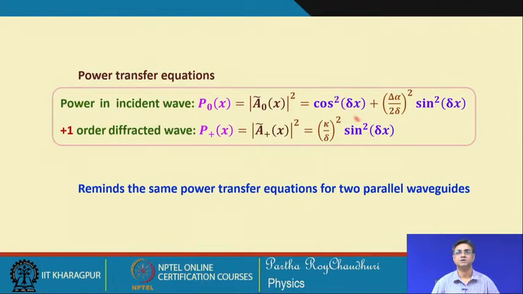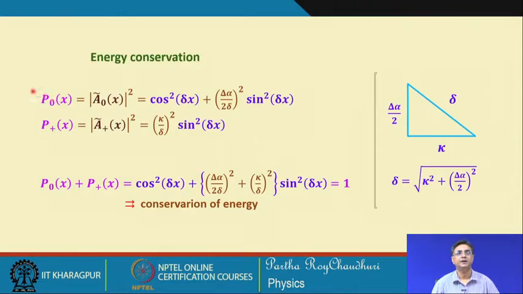So, that was cosine square, sine square variation, and we mentioned that it is the power transfer, periodic exchange of power between the two parallel waveguides, and that we also understood from the consideration of the coupled mode theory. So, this is the power transfer equation, and for energy conservation, you see this plus this put together should be equal to 1. That is what is happening here also, and that tells you the conservation of energy.